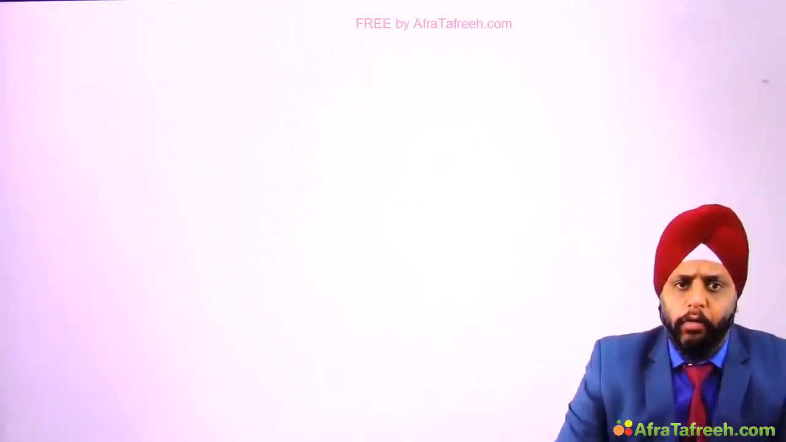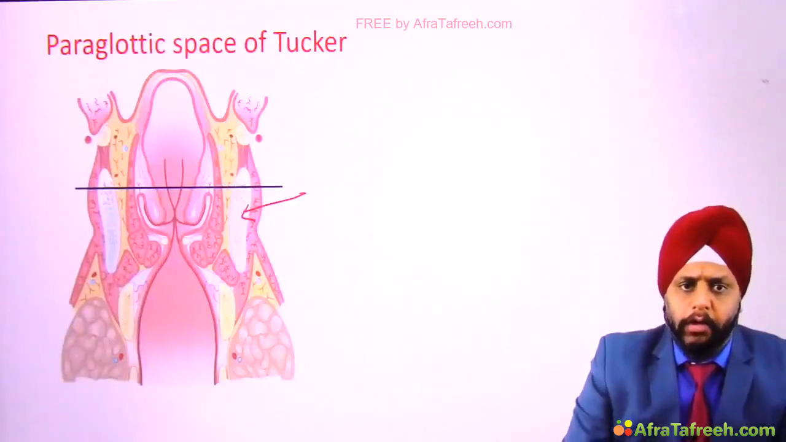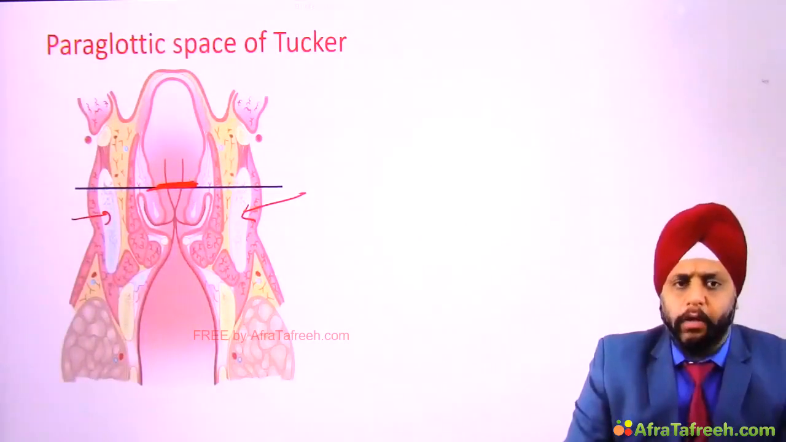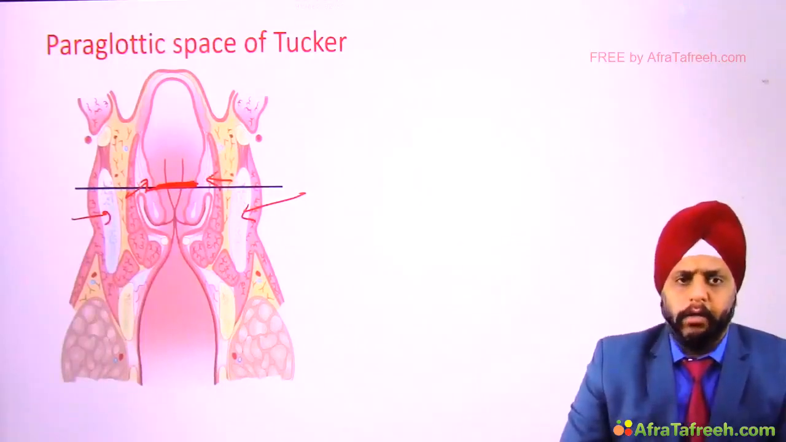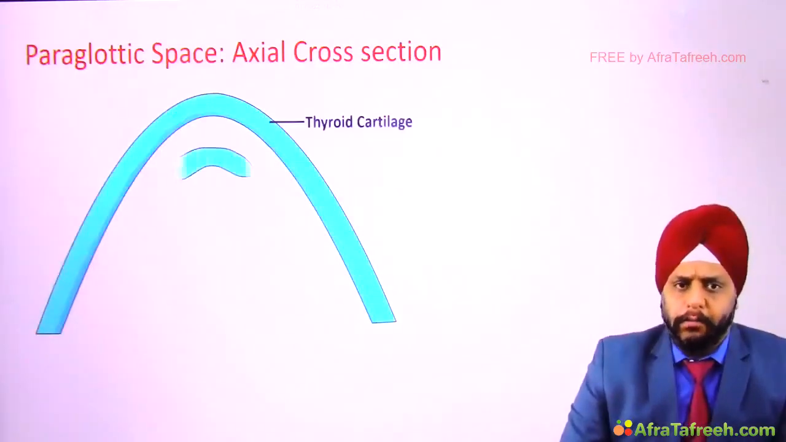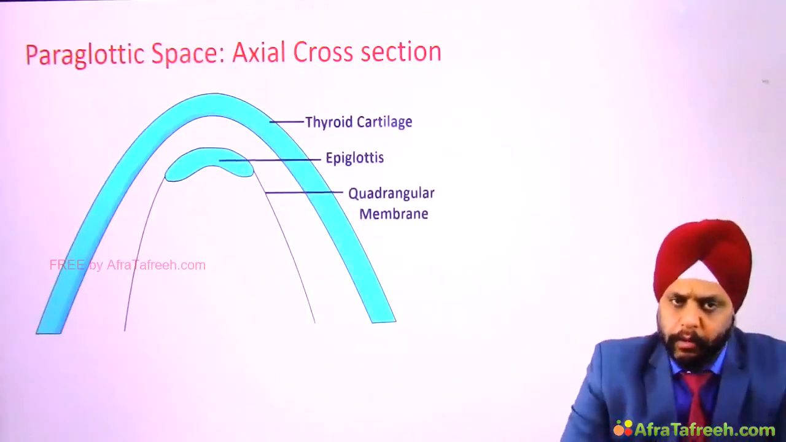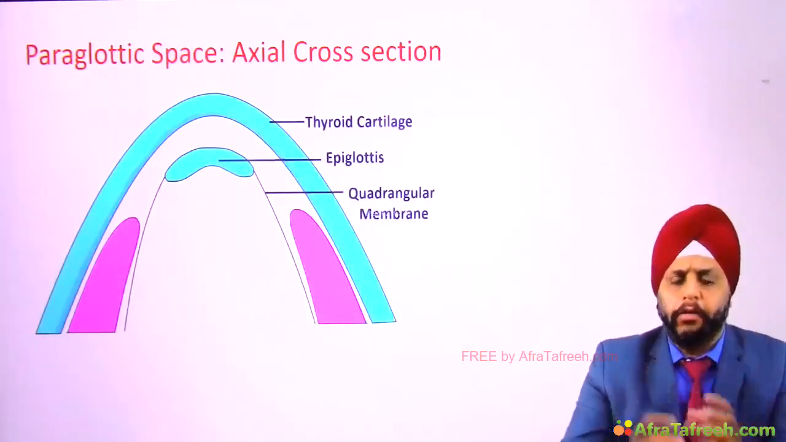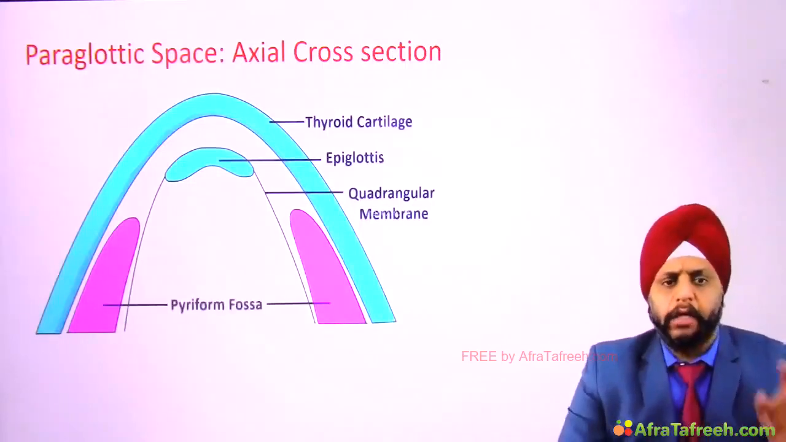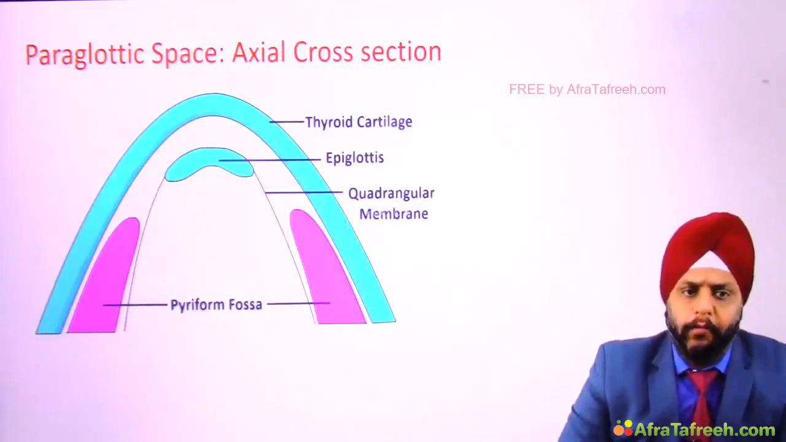Let's go back and have a look over here. We can see that this is the thyroid cartilage on the two sides anterolaterally, and when I have done a cross section, we can see the epiglottis, and then there is a membrane that's known as the quadrangular membrane, right? Okay, so we have the thyroid cartilage, the epiglottis and the quadrangular membrane, right? Okay, now posteriorly we have something on the sides of the larynx. What is that? That is the pyriform fossa, right? So this over here is the pyriform fossa.